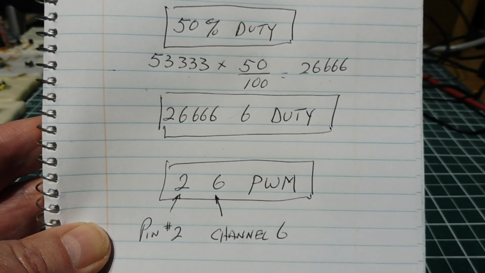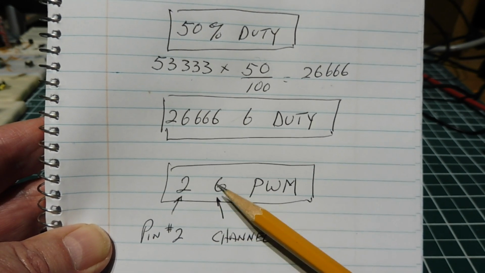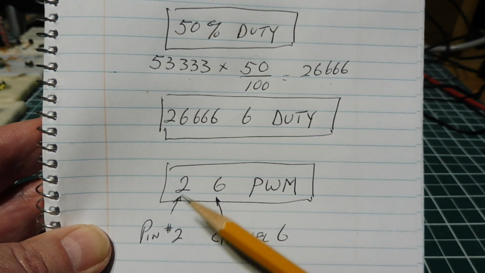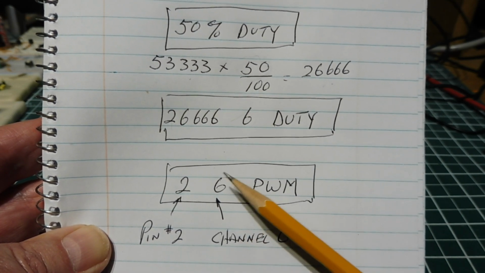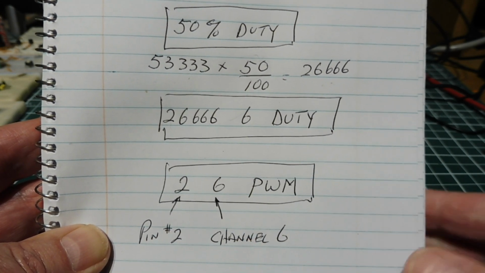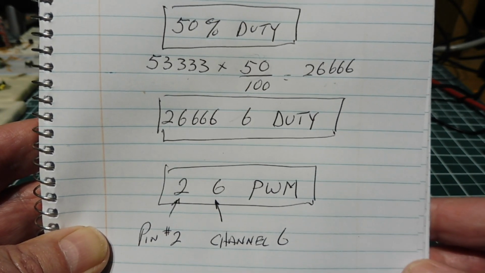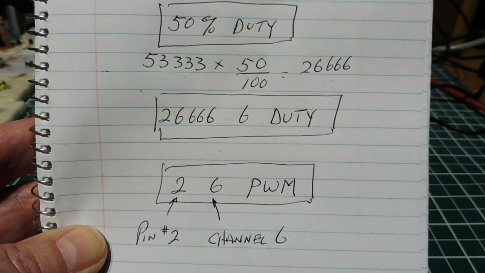And our last is setting up the pin. So that's our pin output. So pin 2, channel 6 PWM, so our output will be pin 2. So GPIO pin 2 will output our PWM signal using channel 6. So those are the 3 lines that we need to set up the PWM on a Scamp3 board.